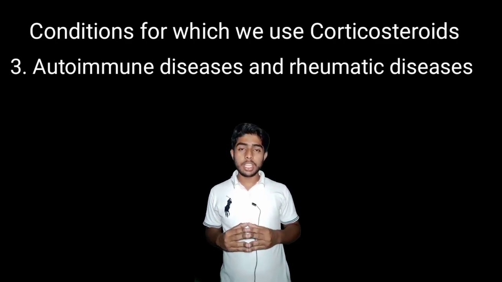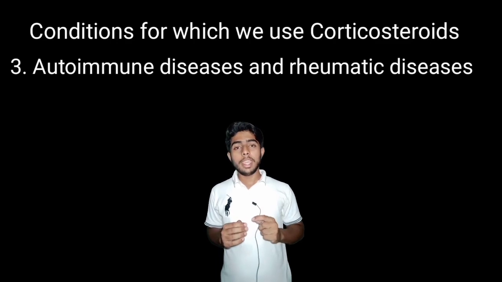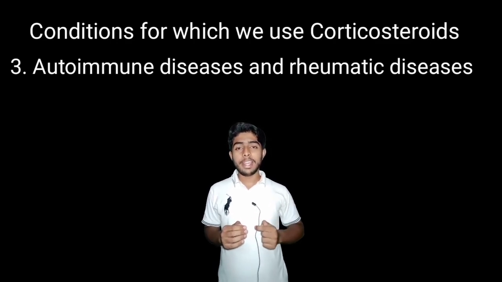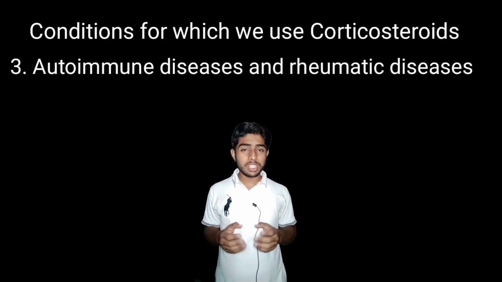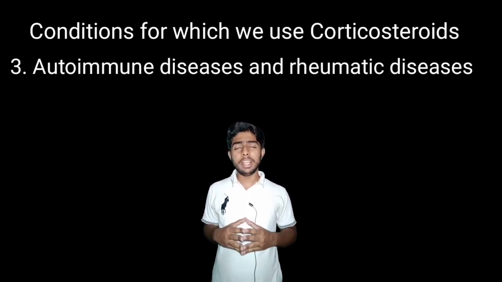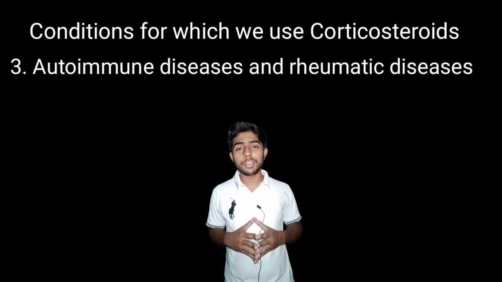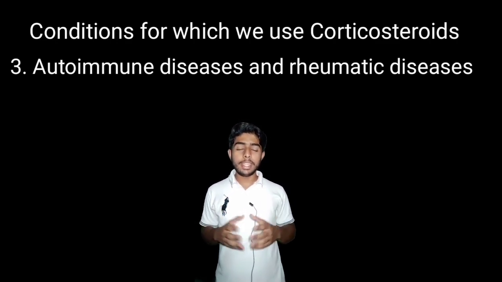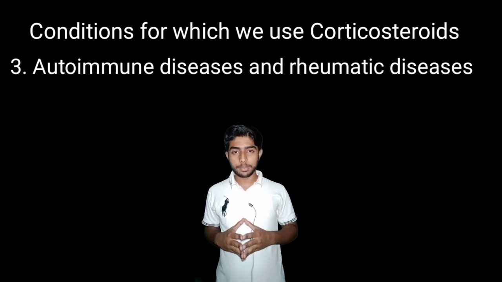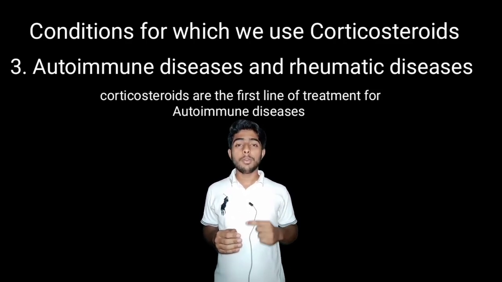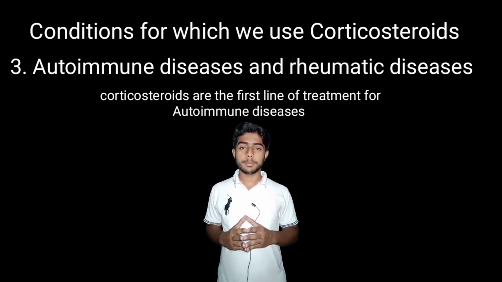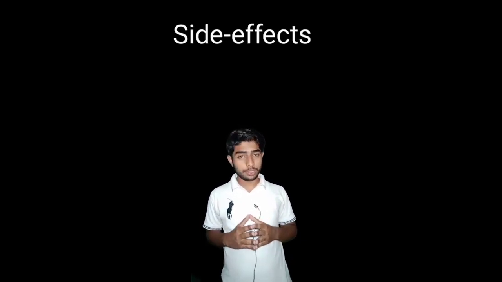In autoimmune disease, the immune system becomes confused and starts to attack our own body's parts. The immune system can attack any part of our body, like the gastrointestinal tract, urinary tract, eye, mouth, everywhere. So corticosteroidal drugs are the first line of treatment for autoimmune diseases. Now we will see the side effects of corticosteroids.